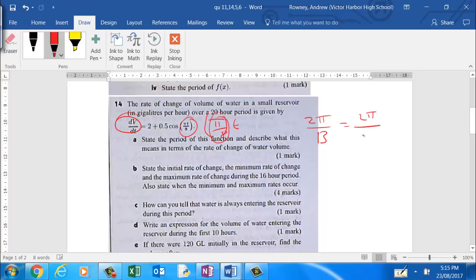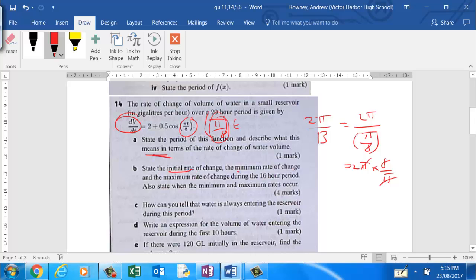So it's 2 pi divided by pi on 8. Now you've got to invert and multiply, so that's 2 pi times 8 on pi. They cancel, so you're getting a period of 16. And that means that the rate repeats itself every 16 hours.